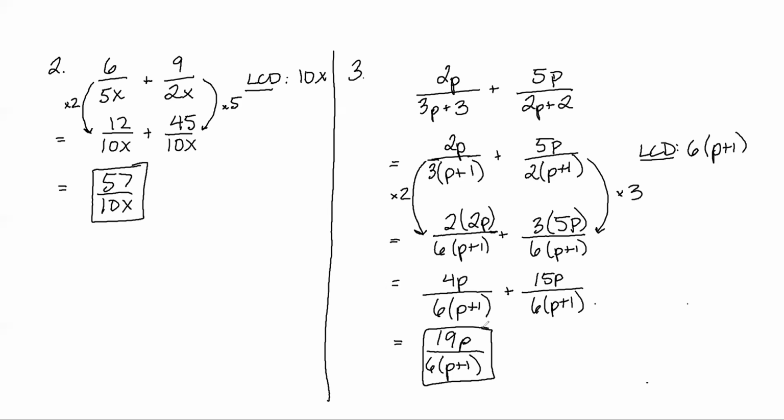All right, let's try some more. What number are we on? Number 4. Negative 2 over p plus 1 plus 4p over p squared minus 1.